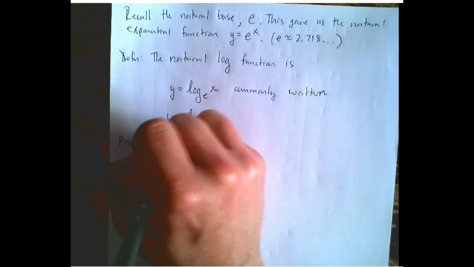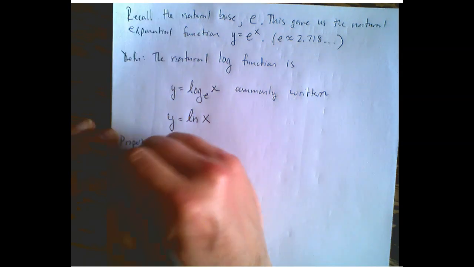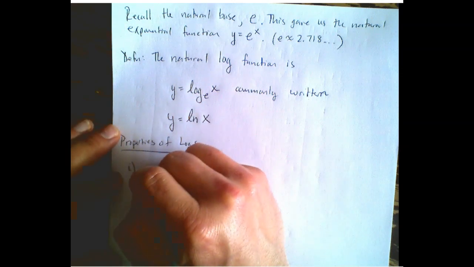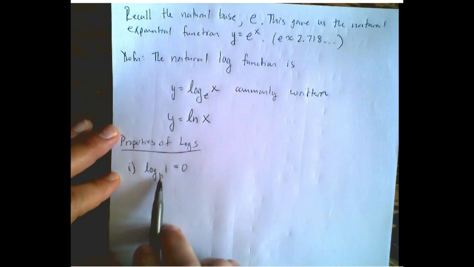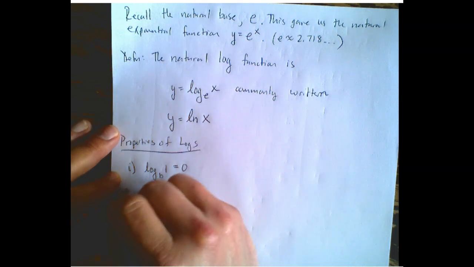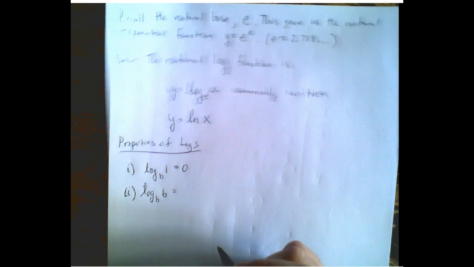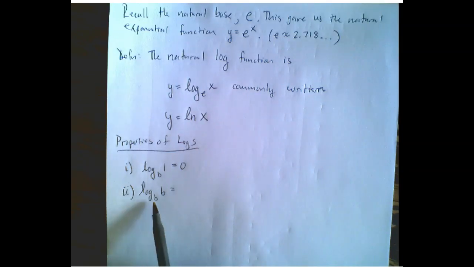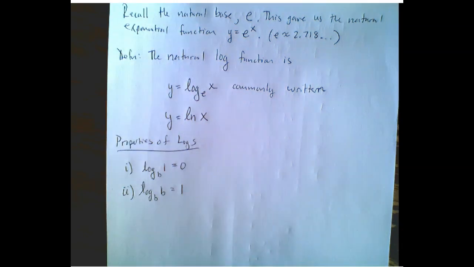Properties of logs. We have several properties that come out of the properties of exponentials, okay? So, we've seen this before. Log base b of 1 is always equivalent to 0. It doesn't matter what the base is because b raised to the 0 power is 1. Log base b of b is equal to what? Well, let's think. What power do I raise b to get b? That would be 1. Okay.